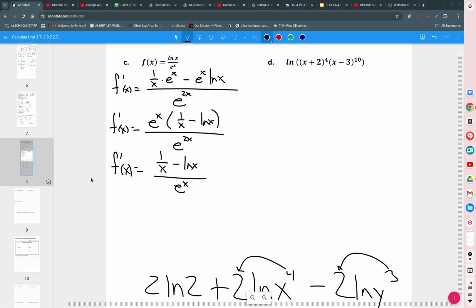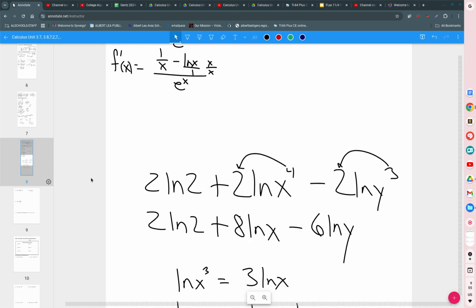So therefore, I'm going to have to multiply the top and bottom by x. And so we're close now. F prime of x is going to be equal to 1 minus x natural log of x over x, over e to the x over 1. And I can multiply by the reciprocal, and I get 1 minus x natural log of x over x e to the x. That's my derivative. Not too bad?